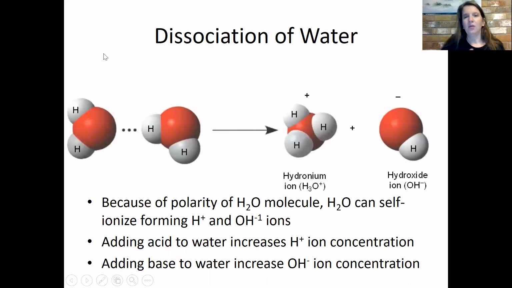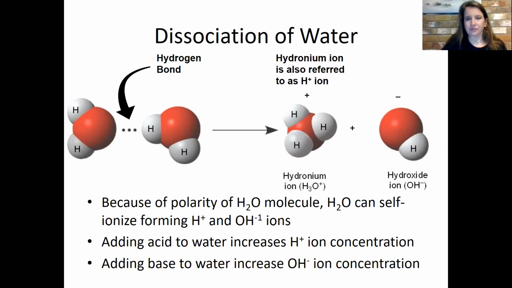All right, so one thing that we want to go over before we go into these definitions of acids and bases is the dissociation of water. So we saw on page 3 that water is a neutral substance. It's not an acid or a base because it can self-dissociate, self-ionize, and produce a hydrogen ion and a hydroxide ion. Now this picture doesn't necessarily show a hydrogen ion. It shows an H3O+ ion.